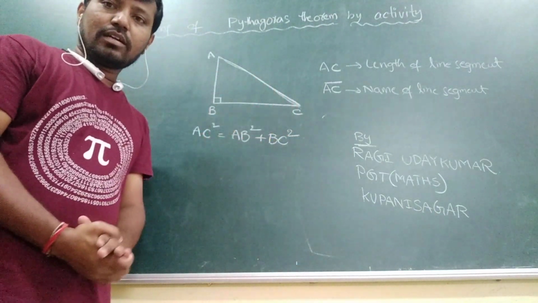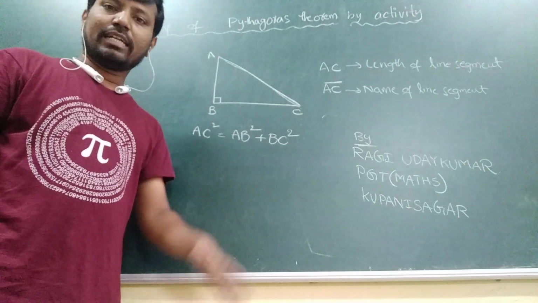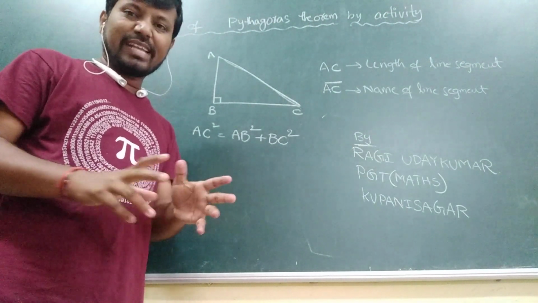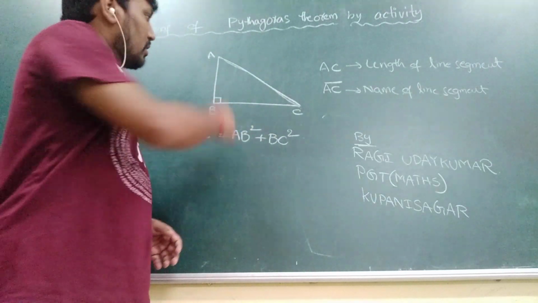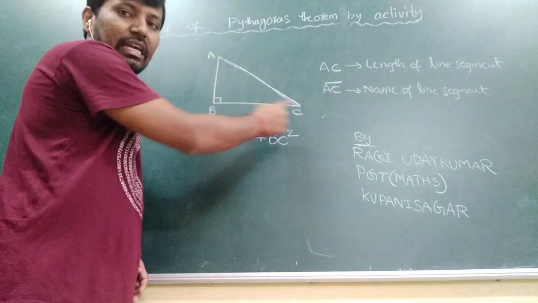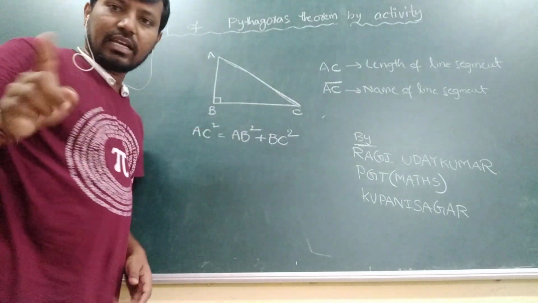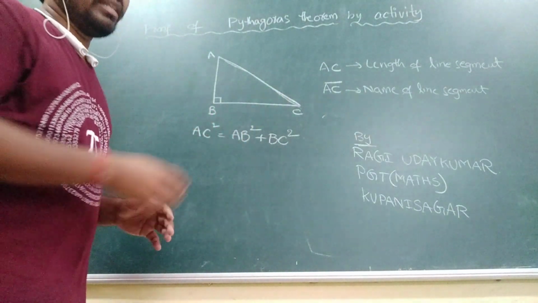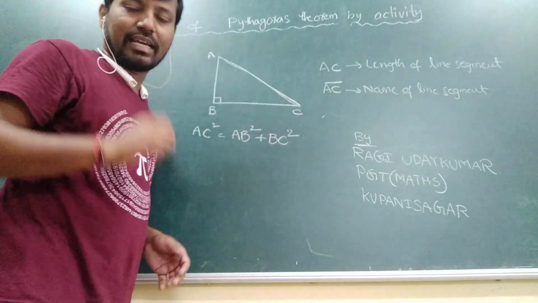So let us learn the proof of the Pythagoras theorem by an activity. So first, before going to learn, let us state the Pythagoras theorem. In a right angle triangle, this is a right angle triangle. A right angle triangle is nothing but the triangle where one angle is 90 degrees. The triangle which contains the 90 degrees is called the right angle triangle.